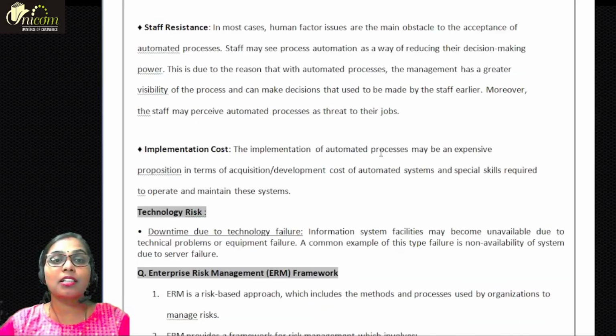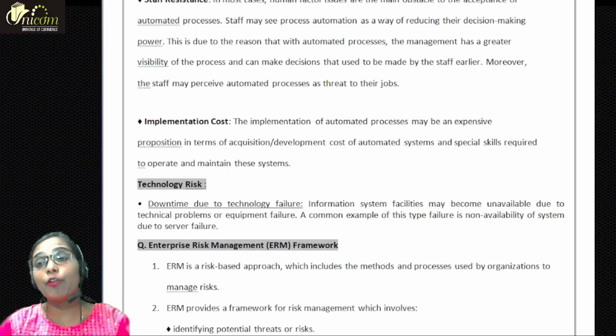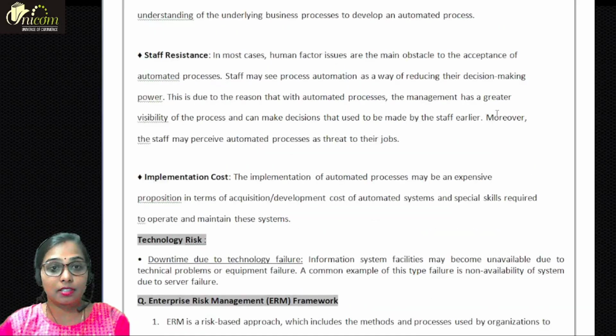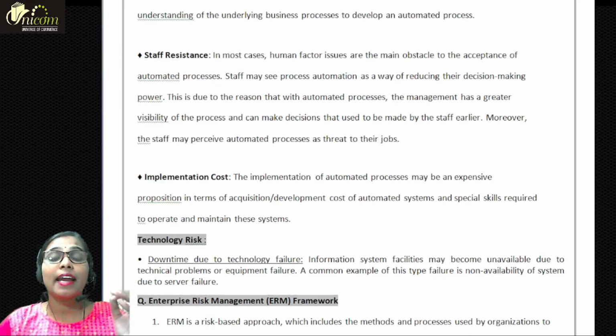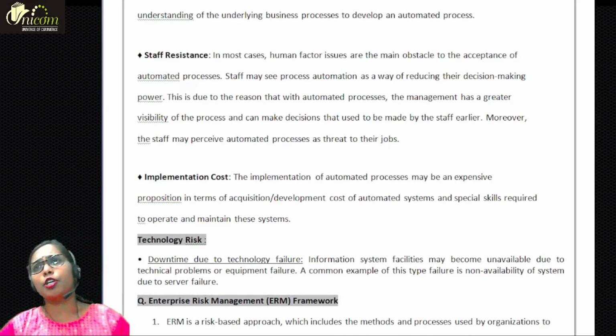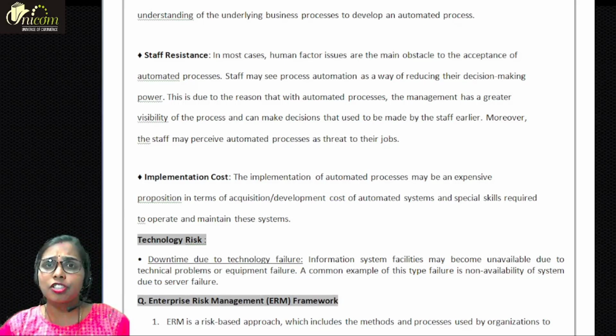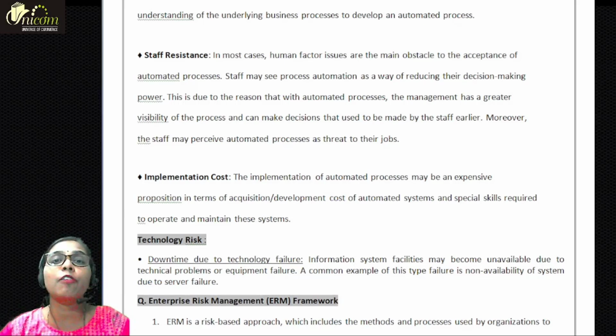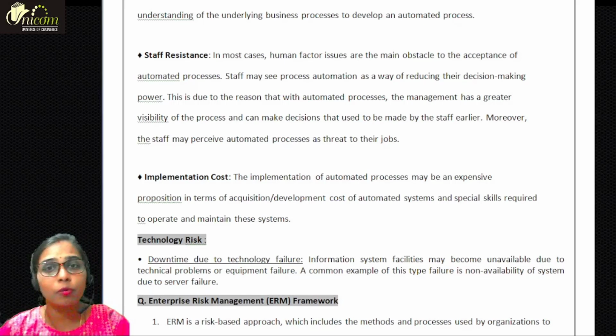Next comes the staff resistance. A very important part is the staff resistance. What does it say? It says that in a big factory, manufacturing unit or organization, there are n number of employees or staff working. Okay, but there are some people who are efficient in knowing the particular task and some people who do not know, right?